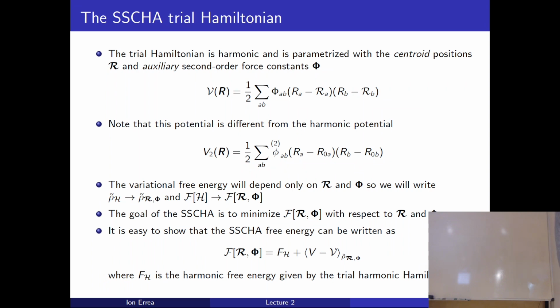So it can happen that the centroid positions and the positions that minimize the Born-Oppenheimer potential are the same. The auxiliary force constant and the Born-Oppenheimer force constant will only be the same if your Born-Oppenheimer potential is harmonic. If not, they will be different. But even if they are different, it can happen that the centroid positions and the minimum positions are the same. The force constant values will be different, yes.